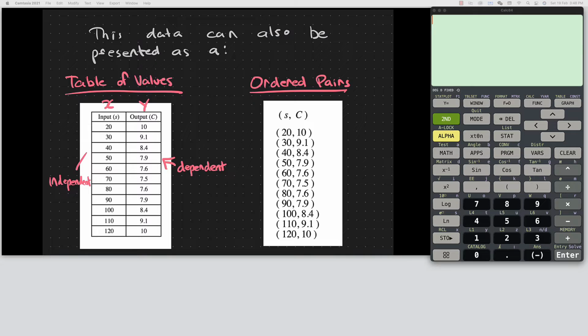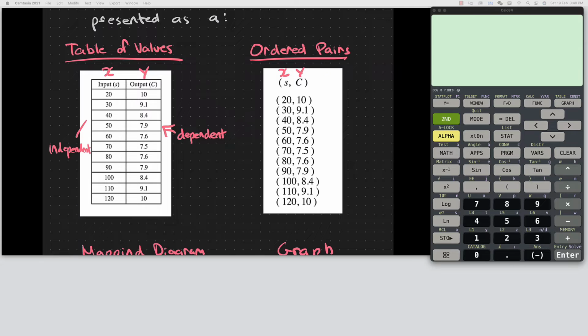We can also just present them as ordered pairs, and again this would be our x and that one would be our y. So just like the table of values, x is on the left and y is on the right. Now we will also see a table of values written out this direction here, in which case the x would be on top and the y would be on the bottom. So we would have 20 and 10, 30 and 9.1, 40 and 8.4, etc. Okay, so it could be a table of values that is laid out vertically or horizontally.